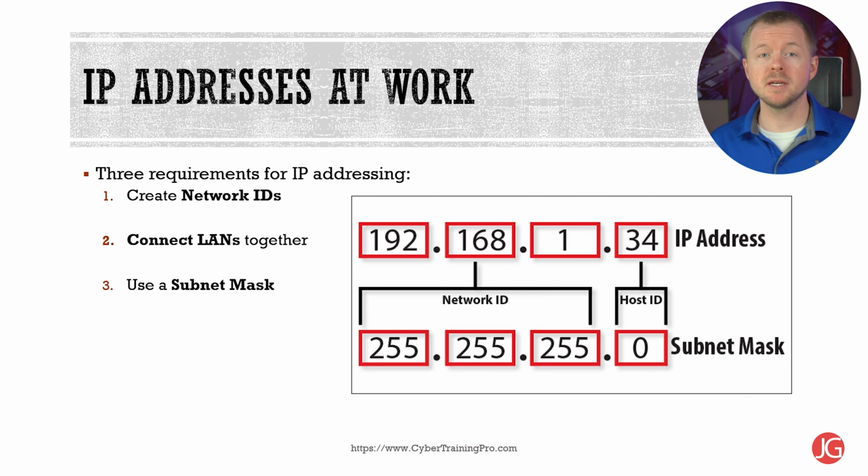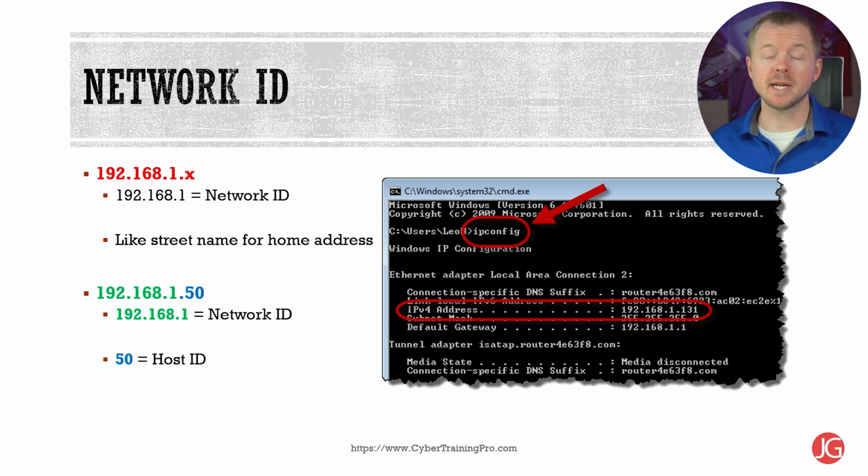Now that you know what an IP address is, let's talk about how it all works together. There are 3 things that your IP addressing system needs to do. It needs to create network IDs, it needs to connect LANs together using routers so that packets can get where they need to go, and use a subnet mask for each computer so that they know how to handle the packet. We know that WANs, or wide area networks, connect multiple local area networks together.